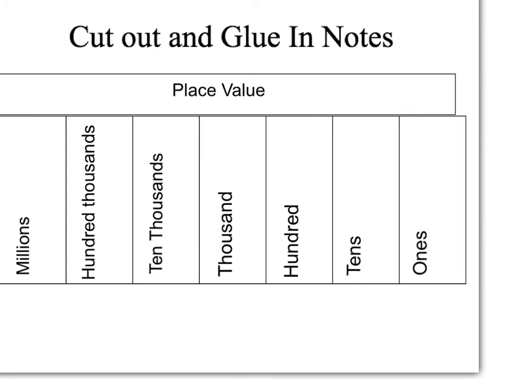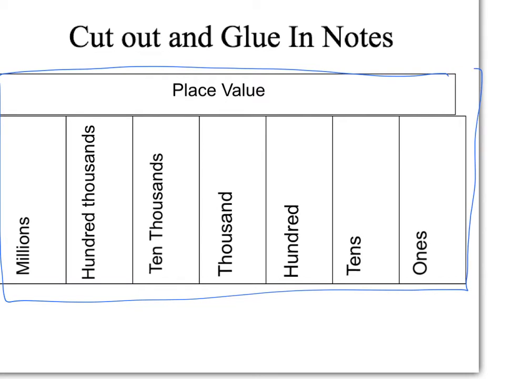So on your desk, you should find one of these place value charts that I would like you to glue into your notes. You're first going to need to cut out the entire rectangle first. And then you're going to cut each of these slits just along these lines so that you're going to have flaps that you're going to be able to fold up. So you're going to just cut along this line, each of these lines.